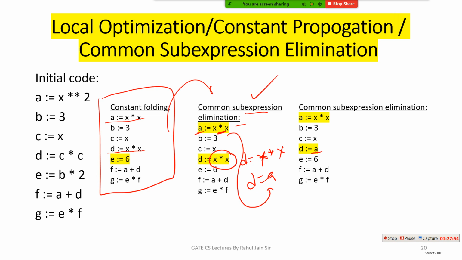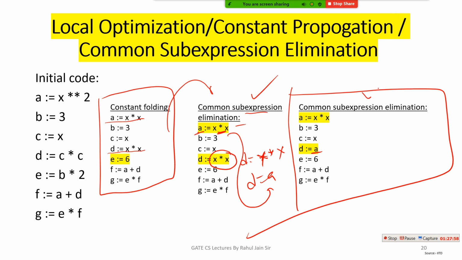It is called common subexpression elimination. After eliminating the common subexpression, I got this code. This is the output after common subexpression elimination, because here I got x into x as a subexpression. I eliminated this, and after elimination I got this code.